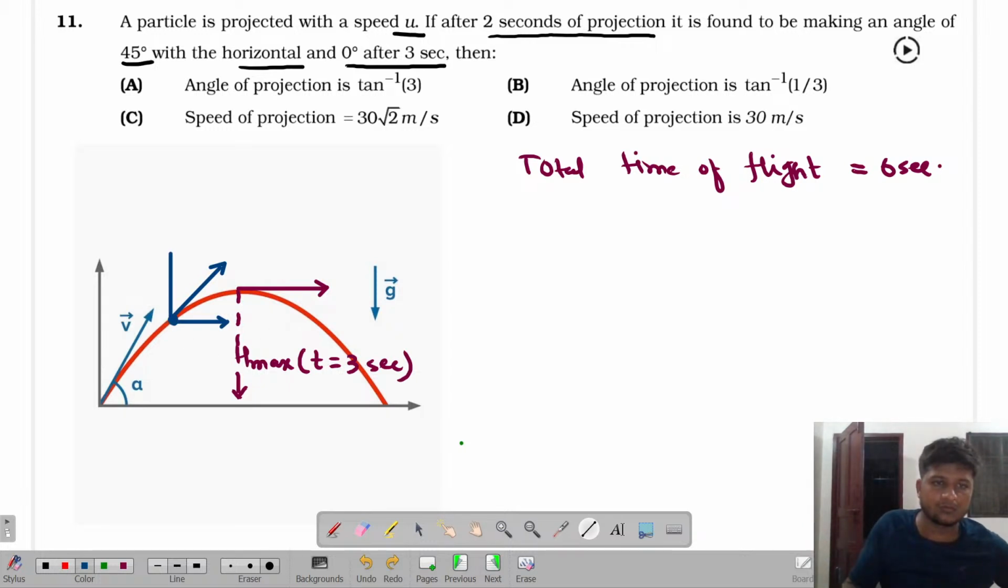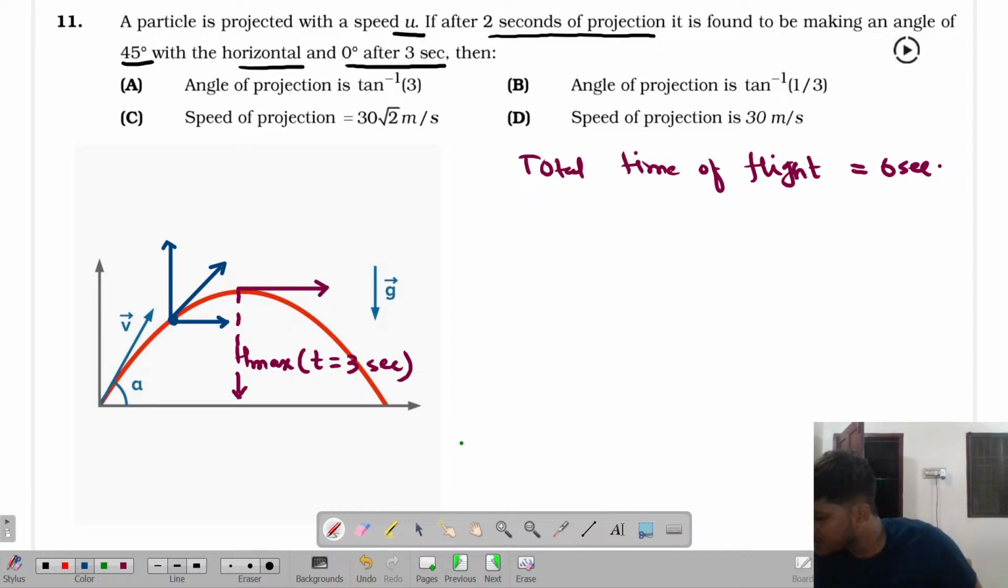Okay. Is this clear? 2 सेकंड की जगह 3 सेकंड ले लो.